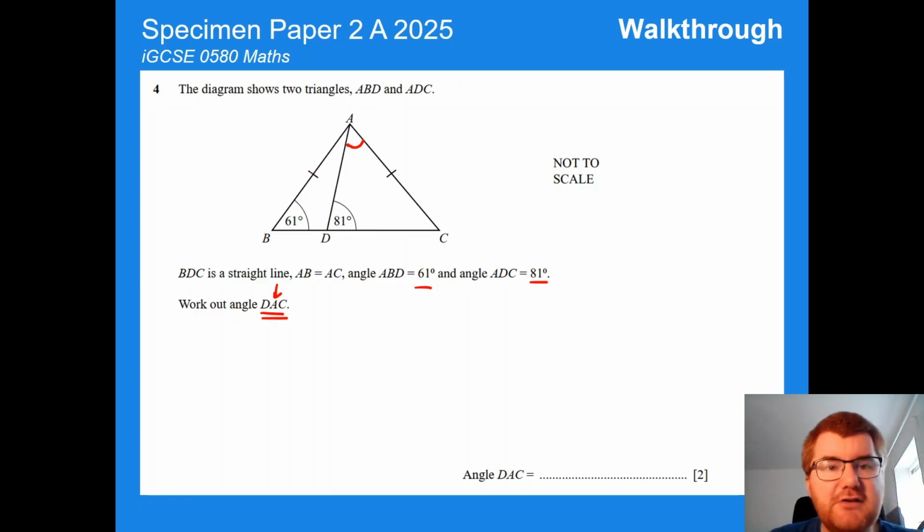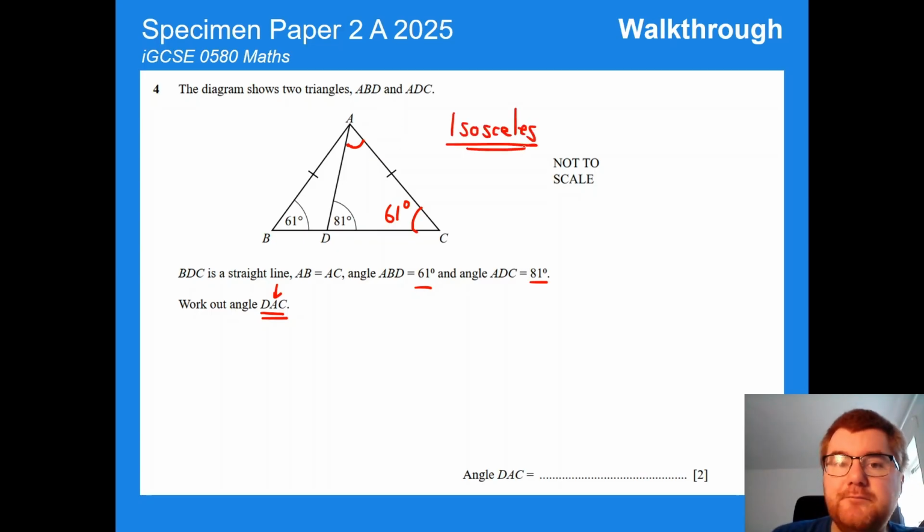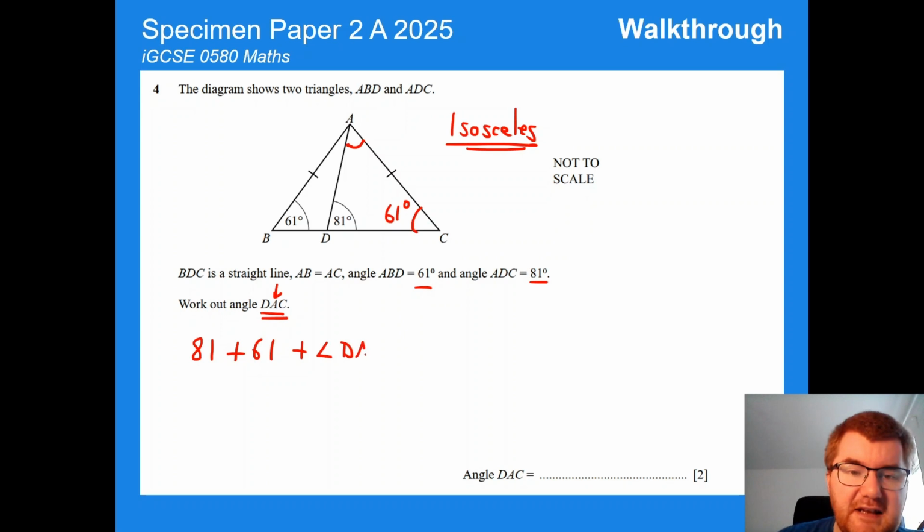Okay, so we've got an isosceles triangle. So if this is 61 degrees, then this angle over here also has to be 61 degrees. So I have an isosceles triangle, key word for this question, isosceles. And now we want to work out the missing angle here. So remember, all angles add up to 180 in a triangle. So 81 plus 61 plus this angle DAC is equal to 180. And again, we can just simplify this down. So 81 plus 61, that's equal to 142.